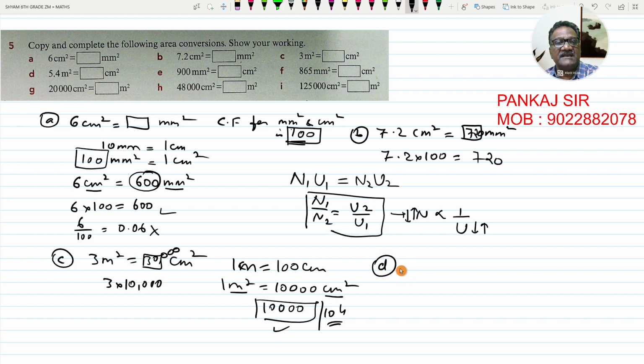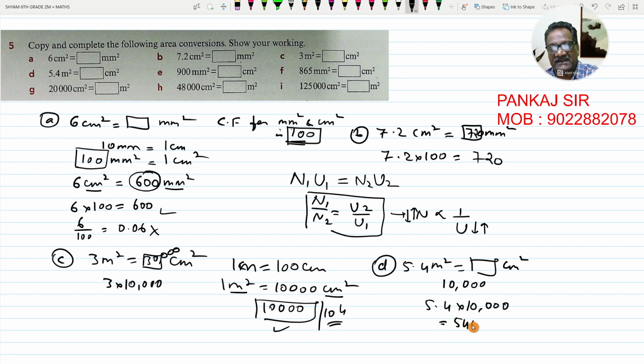Let us go for the D one. D says that 5.4 meters squared is equal to how many centimeters squared. So the conversion factor between meter square and centimeter square is 10,000. Now I want the numerical value to be filled in front of centimeter square, which is a smaller unit. So the numerical value has to be bigger than 5.4, and that will be possible if I multiply 5.4 by 10,000. If I multiply 5.4 by 10,000, I get 54,000 as the answer, right?